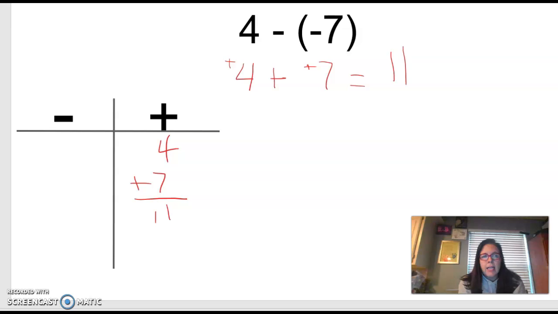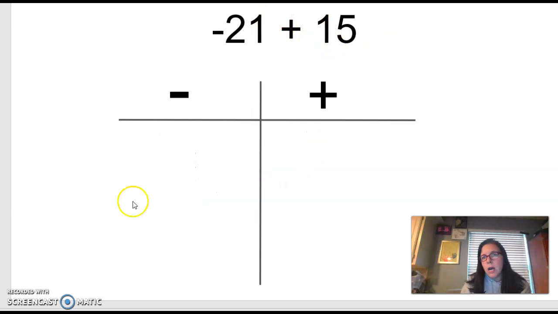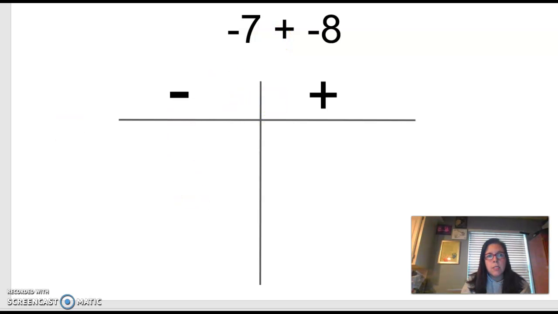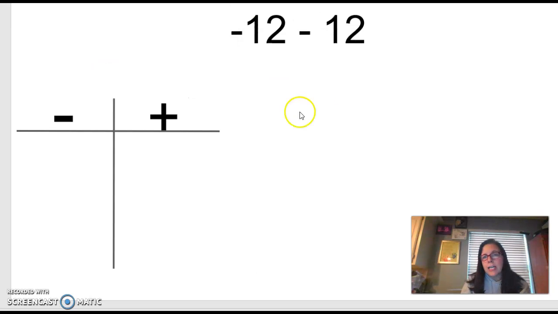You only rewrite subtraction, which is technically the same as a negative. But if there's a plus sign there, we don't rewrite it. This one we would keep the same. We would just put them in the columns, the 1 in the negative, the 7 in the positive. It's only when there's a subtraction that we're going to keep, change, change.